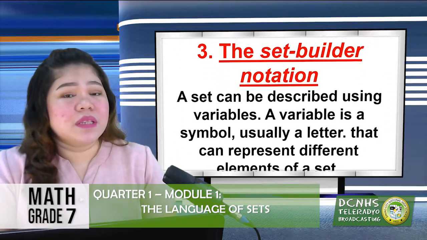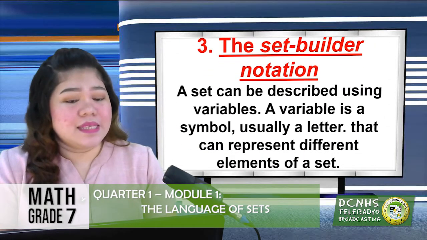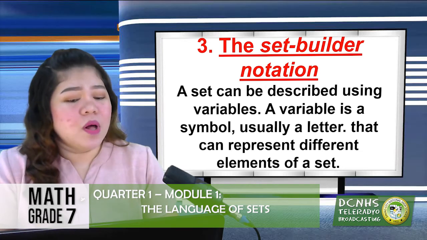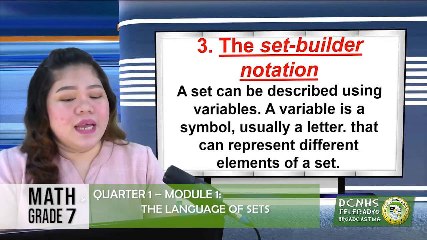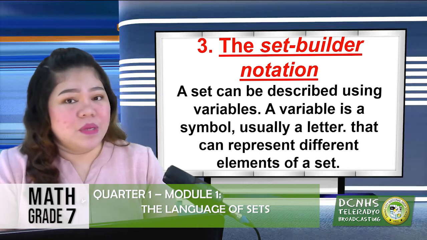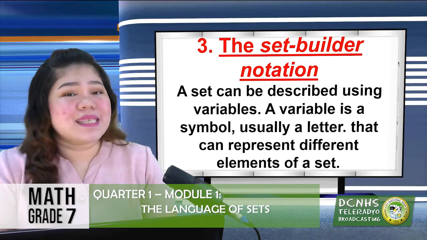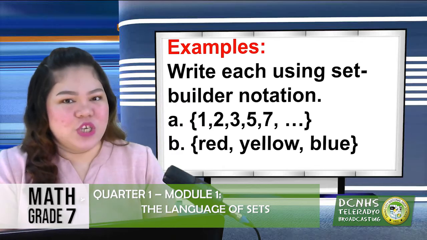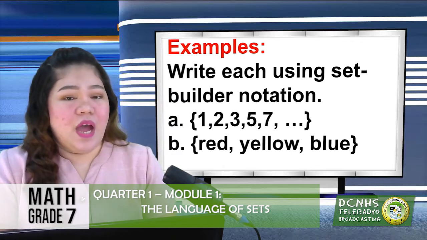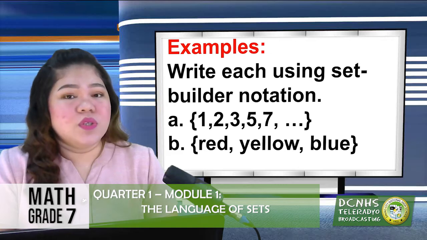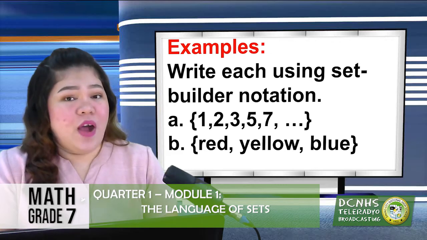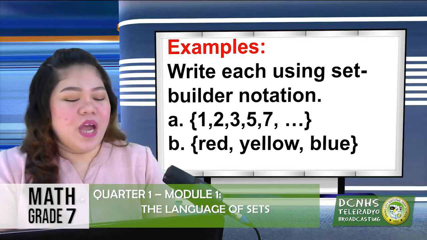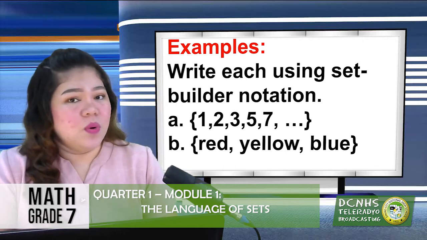Next is the set builder notation. A set can be described by using variables. A variable is a symbol, usually a letter, that can represent different elements of a set. Examples: write each using set builder notation. For letter A, we have the set of 1, 2, 3, 5, 7, etc. For letter B, we have the set of red, yellow, blue.